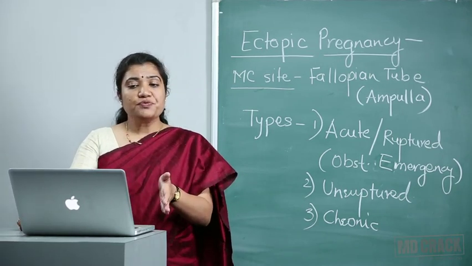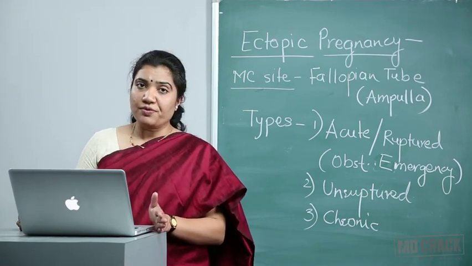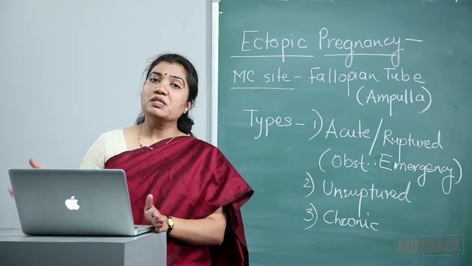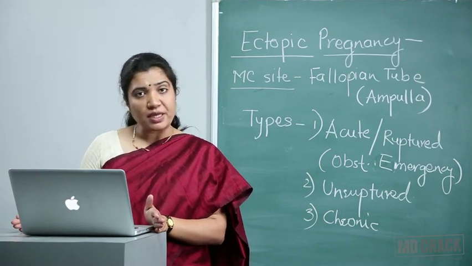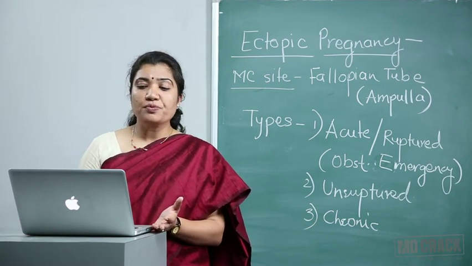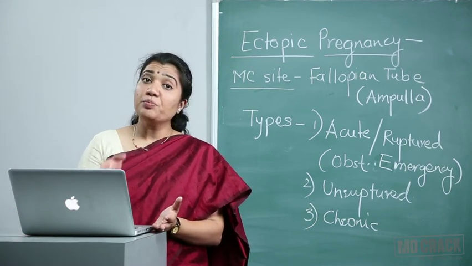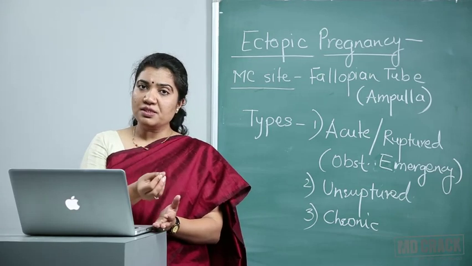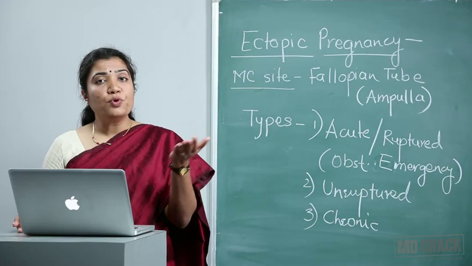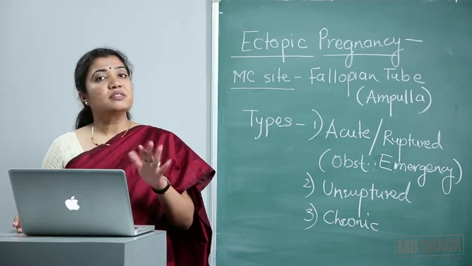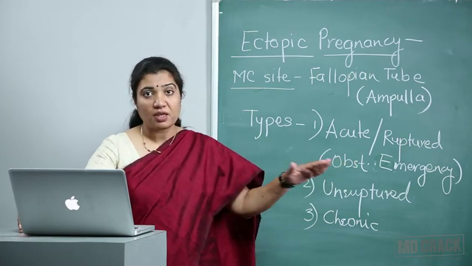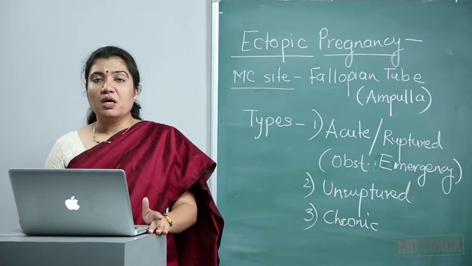The next investigation which will help us is sonography. In comparison with transabdominal, transvaginal is much more sensitive to diagnose ectopic pregnancy. The first sign would be absence of intrauterine gestational sac with positive pregnancy test. Pregnancy test positive but no sac in the uterine cavity. If there is fluid in the pouch of Douglas, then it is a clear-cut indication that we are dealing with an acute ruptured ectopic and we have to act fast.